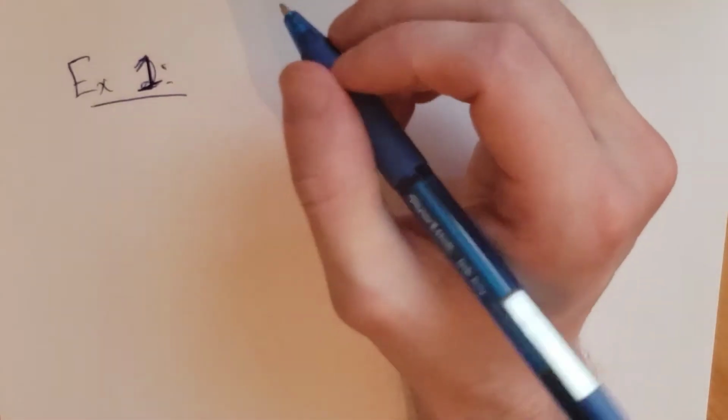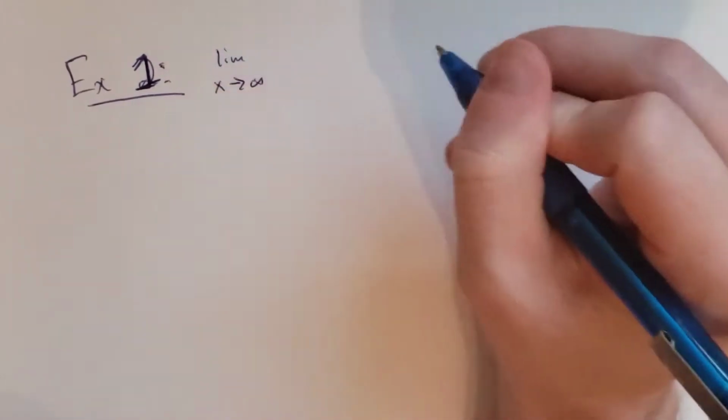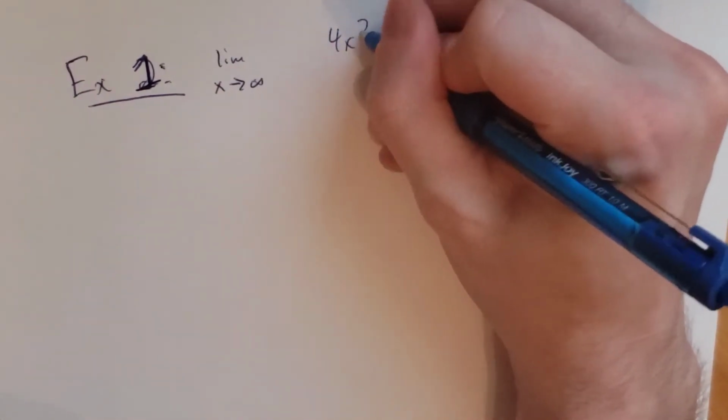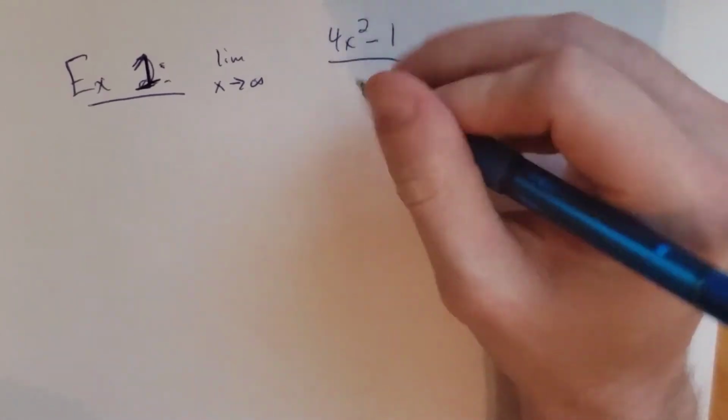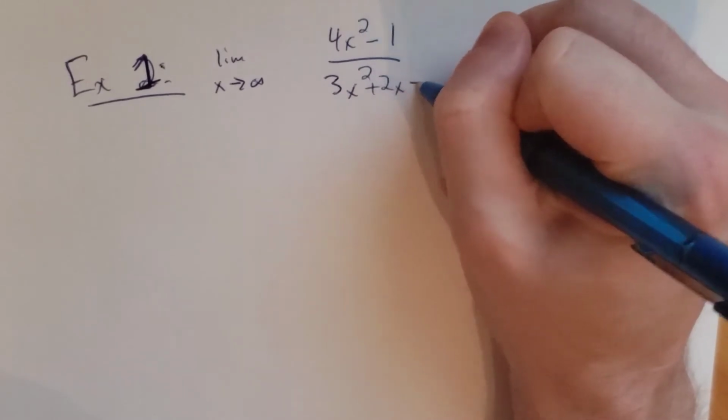In this video, we're going to continue with limits at infinity and horizontal asymptotes with several more examples. So our first example in this video that we're going to do is the limit as x goes to infinity of 4x squared minus 1 all over 3x squared plus 2x minus 1.